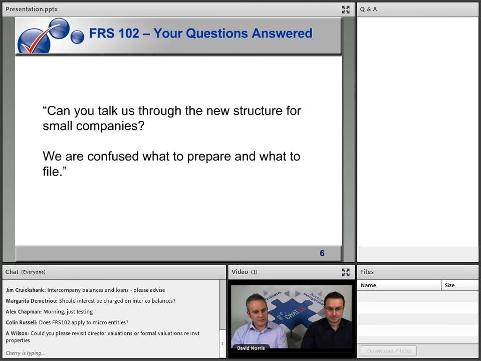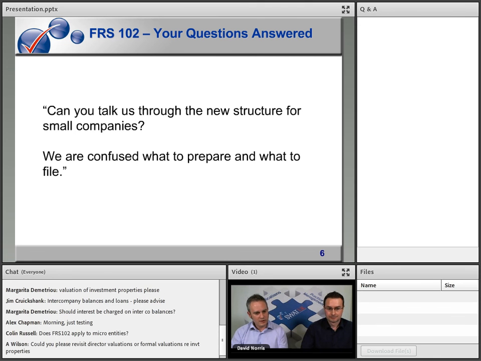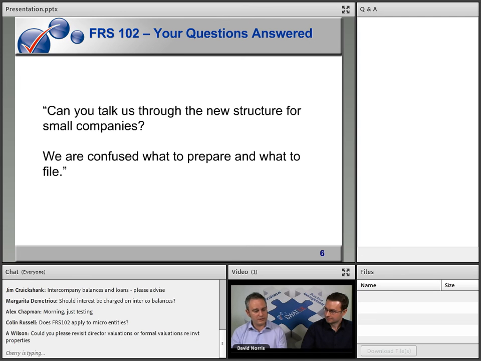Another question, could you revisit director valuations or formal valuations for investment properties? Well, yeah, I said it before, happy to say it again. There's no need for formal valuations on investment properties. They can be done by the client. The standard says they have to be reliable, but presumably you'd say they're reliable now because they're included in the accounts, and you often audit them.